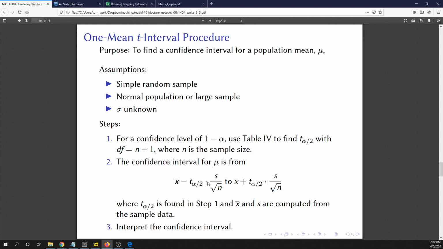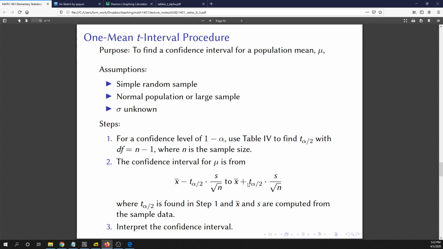And then this will be the form, very similar to what we did in section 8.2. This is the sample mean. This is the value of t of alpha over 2 that you just found. s is the sample standard deviation, and n is the sample size. And that will give you your confidence interval.